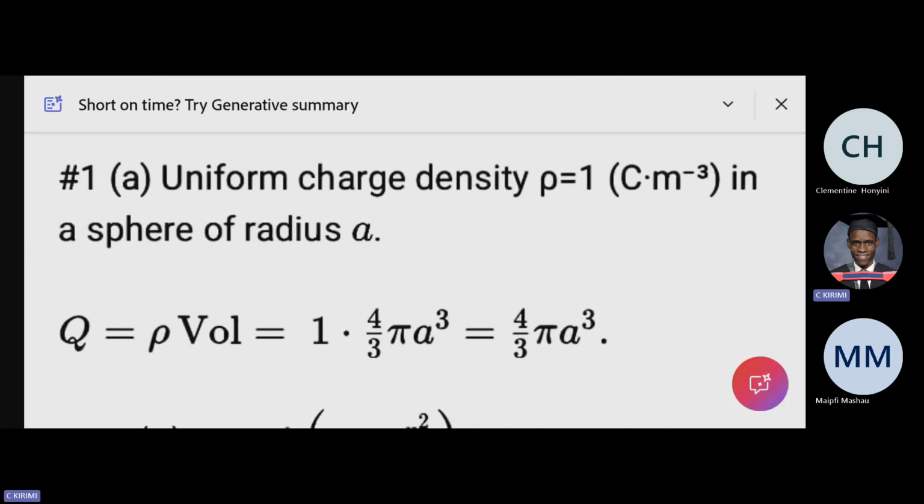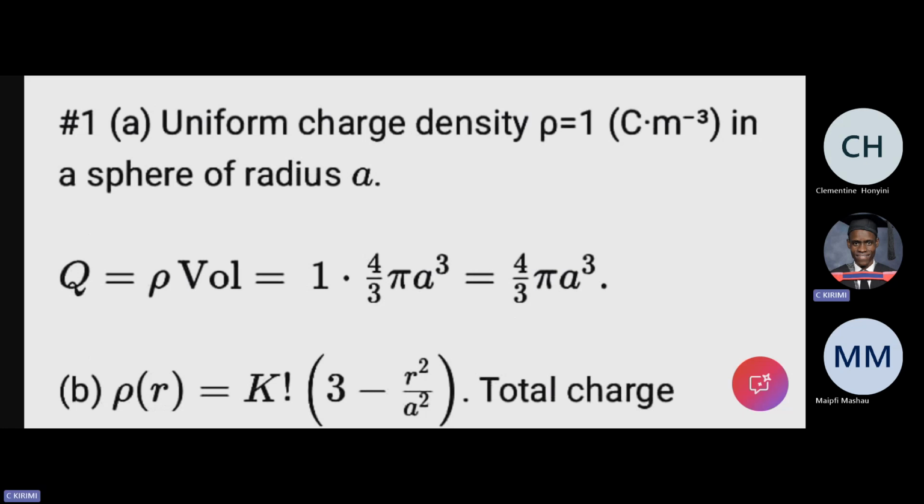So the uniform charge density is given by rho, which is equal to 1. Why is the density equal to 1? If I may ask, why is the charge density equal to 1? That rho equals 1, in a sphere of radius A.